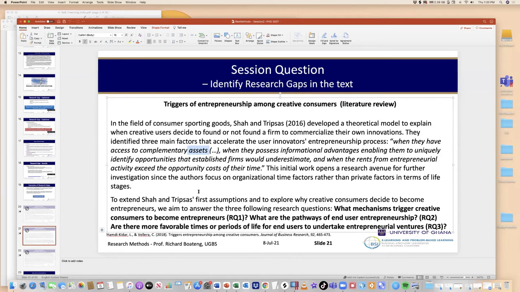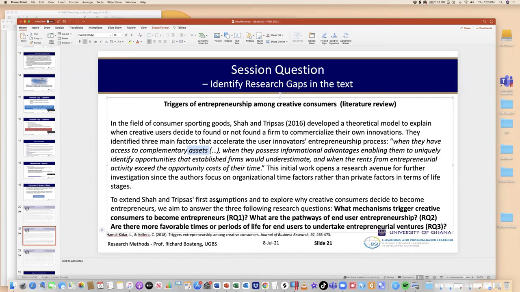So to extend Shah and Tripsas's first assumption, not to rubbish it, but to extend. So most of you, your work will be extending somebody's work or testing it. You have to be very careful trying to rubbish somebody's work. To extend Shah and Tripsas's first assumption and explore why creative consumers decide to become entrepreneurs, we aim to answer the following three questions. What mechanisms, especially the private ones, trigger creative consumers to become entrepreneurs? What are the pathways of end-user entrepreneurship? Are there more favorable times or periods of their life where an end user will take on an entrepreneurial venture? Like I just mentioned with the woman.